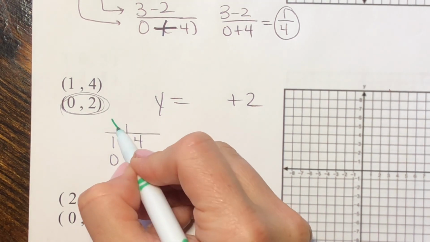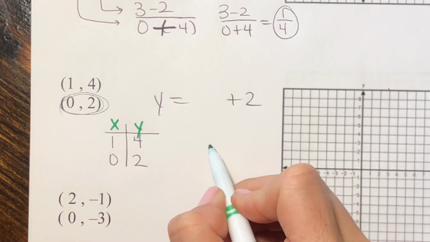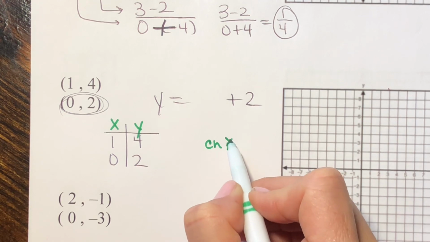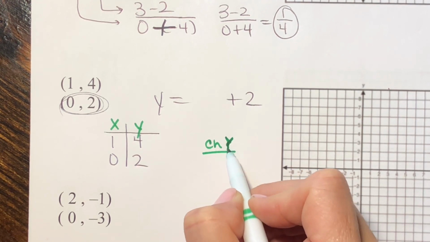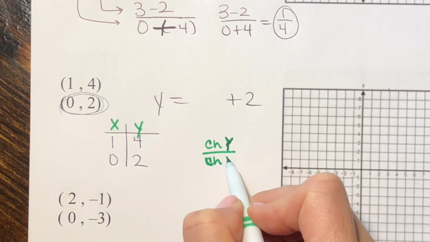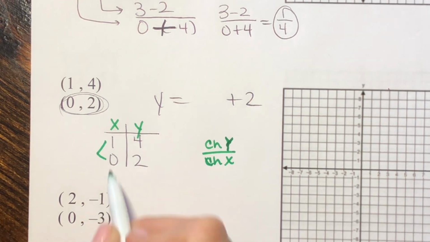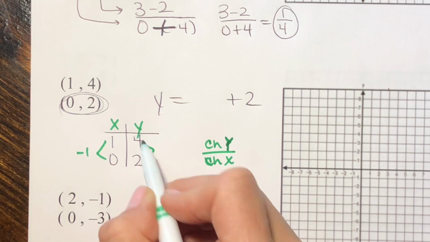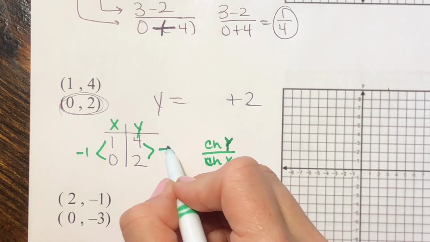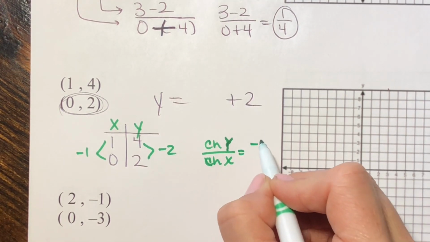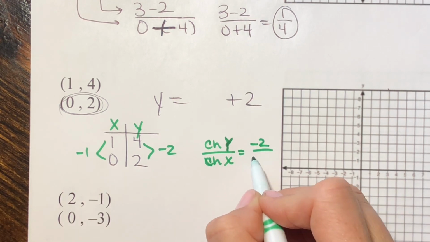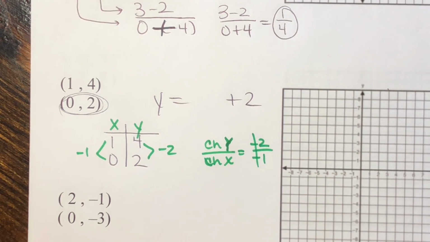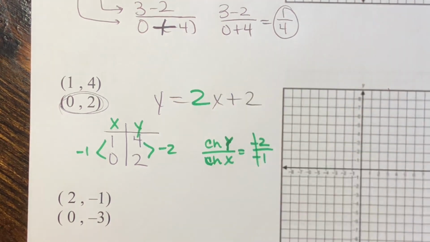So if this is your x and this is your y, remember, we're looking for the change in your y's divided by the change in your x. Well, what's the change in your x? From 1 to 0, you went down 1. From 4 to 2, you went down 2. So my y changed by down 2, my x changed by down 1, which means my slope is 2. And so y should equal 2x plus 2.